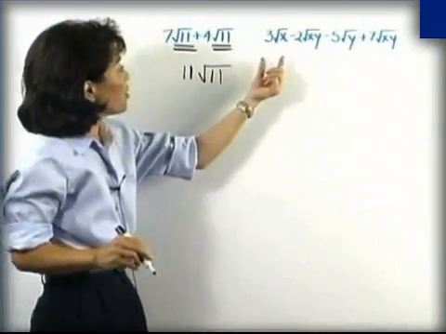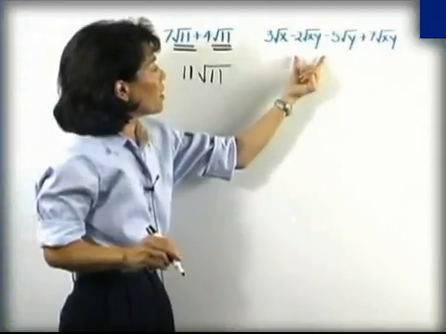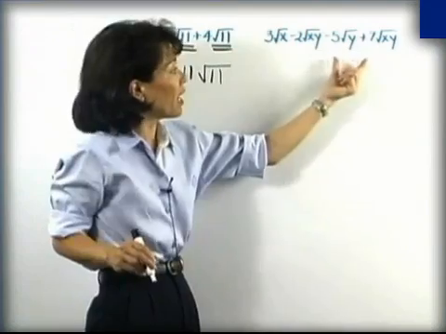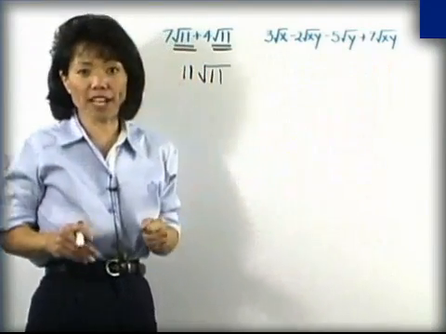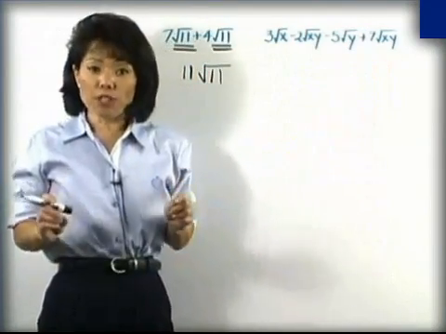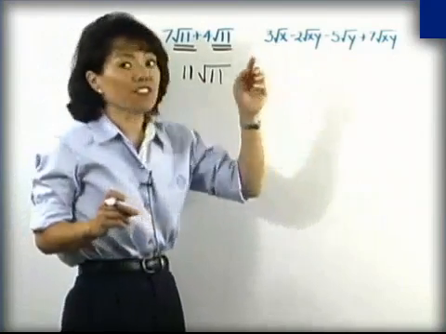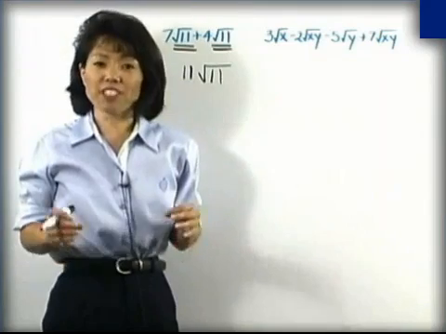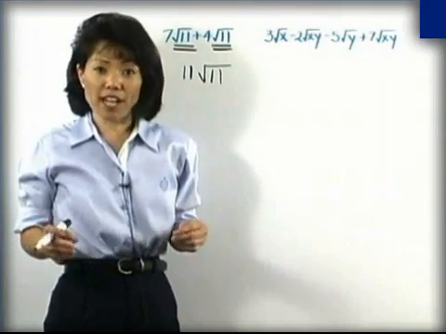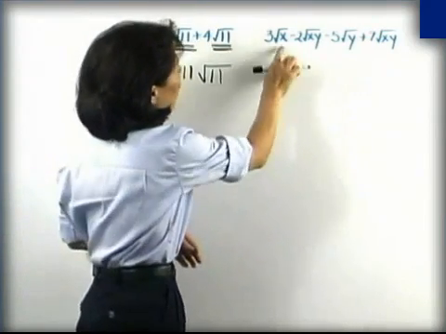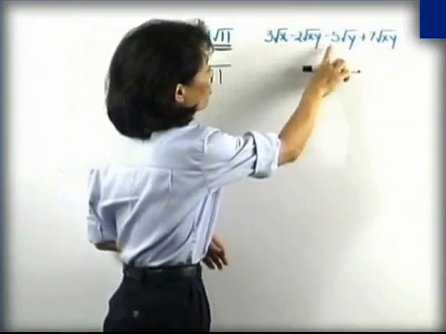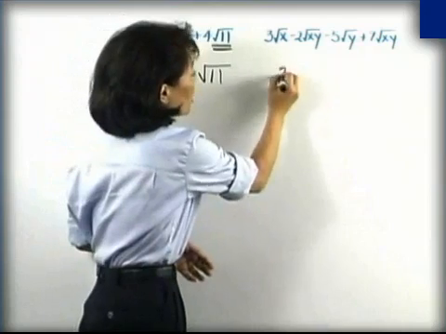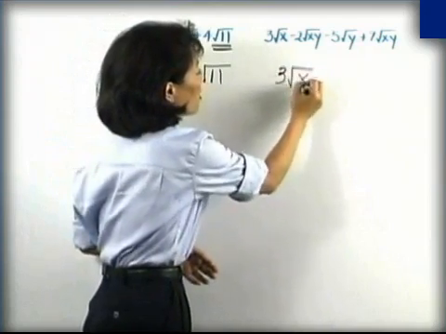Now we're going to add here 3 root x minus 2 root xy minus 5 root y plus 7 root xy. Again, what we're looking for is radicands that are exactly the same. If they are the same, they're considered like radicals, and we can combine their coefficients. So I have the square root of x. I have no other radicand that's exactly the same, so it will not combine with anything else here in my expression.